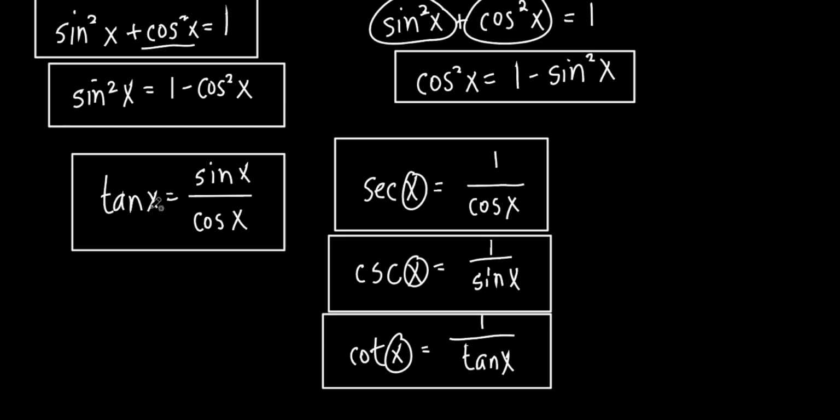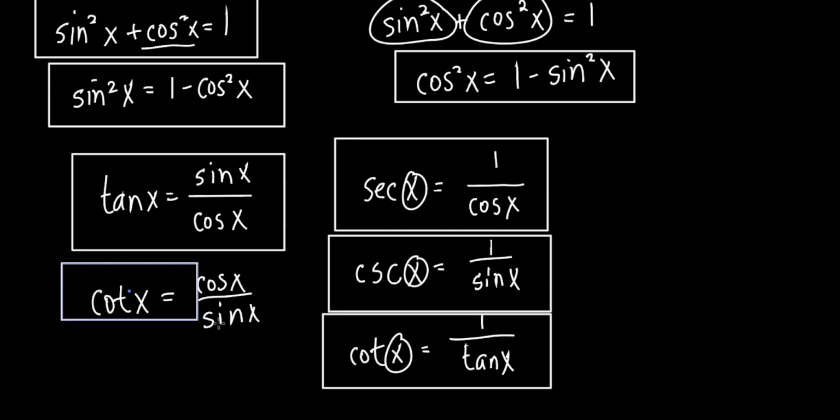So watch. The tangent of x is the sine over the cosine. I didn't write this down, but we could say the cotangent of x would be what? If the tangent is the sine over the cosine, the cotangent is just the inverse, the reciprocal. Cosine over the sine. I didn't write that down, but we could, couldn't we? Let's put that in a box.